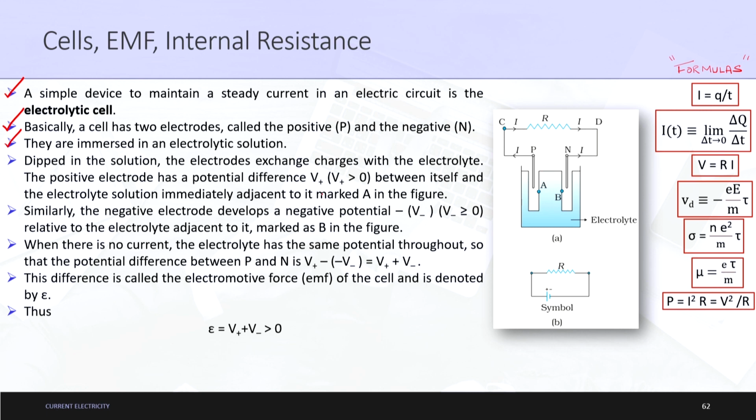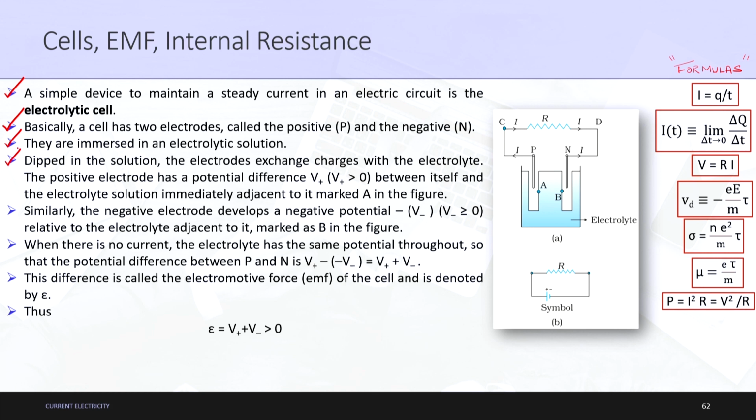So, what is that potential difference here? Let us suppose I am assuming the potential here to be, let us say, capital V of X, and let us suppose the potential at this portion is nothing but capital V of Y. So, the potential difference V plus is equal to the potential of X minus the potential of Y. So, this is the thing which is explained there. Okay, so between itself and the electrolyte solution immediately adjacent to it, marked A in the figure. So, this thing has been explained.